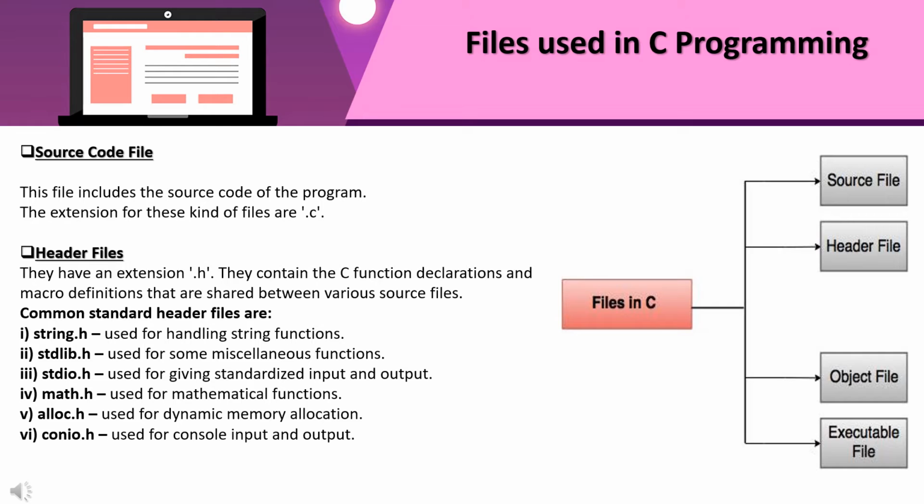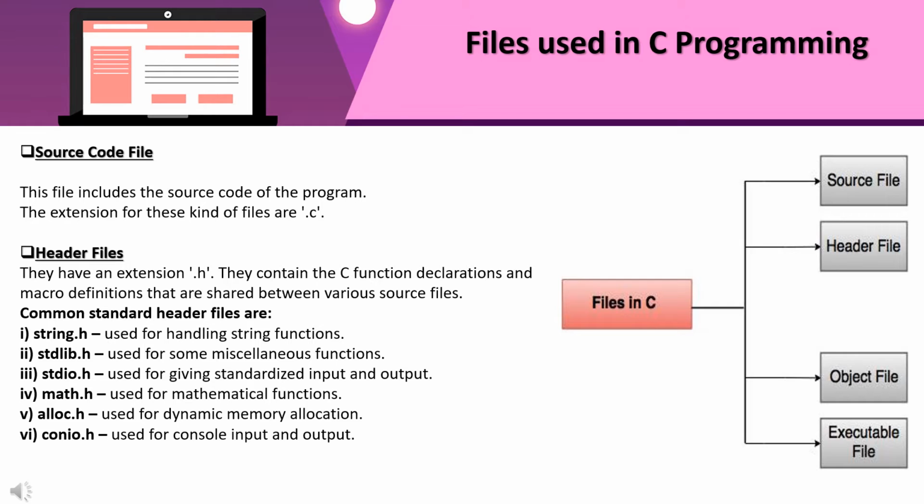Source file includes the source code of the program. The extension for this kind of file is .c. You can name any file like C program .c. Next comes the header file. They have an extension .h. They contain the C function declarations and macro definitions that are shared between various source files.